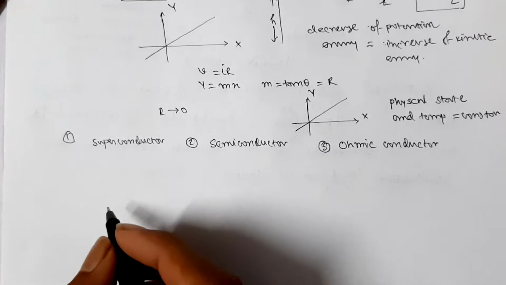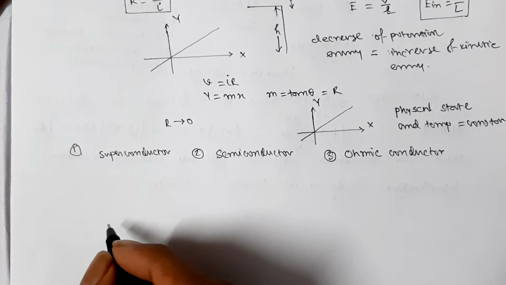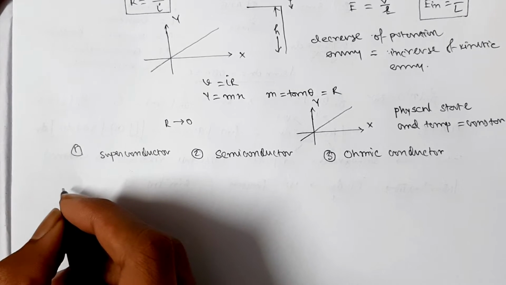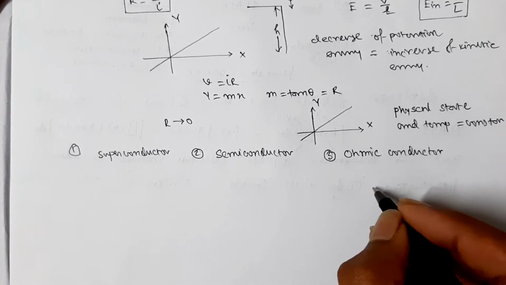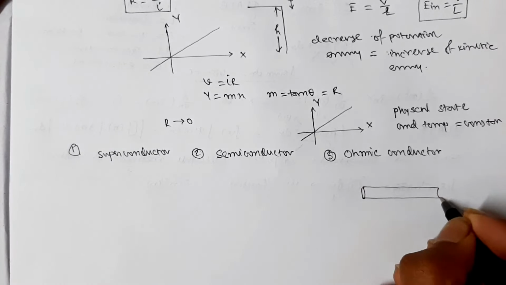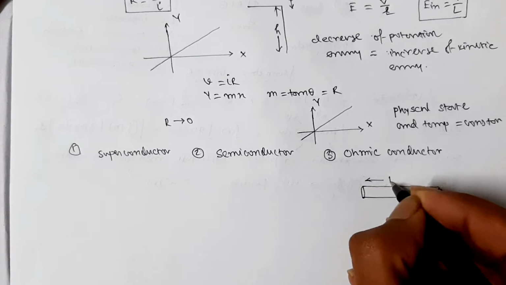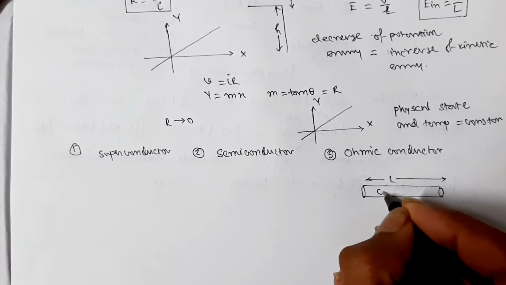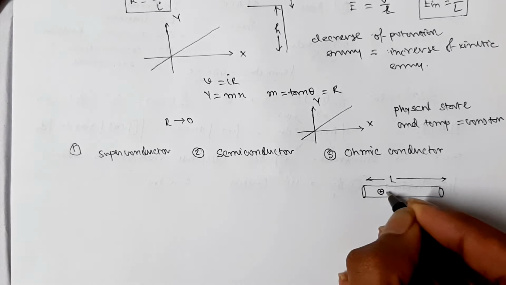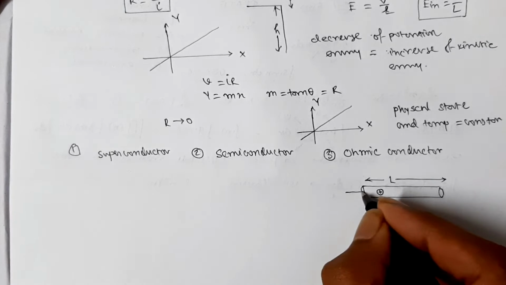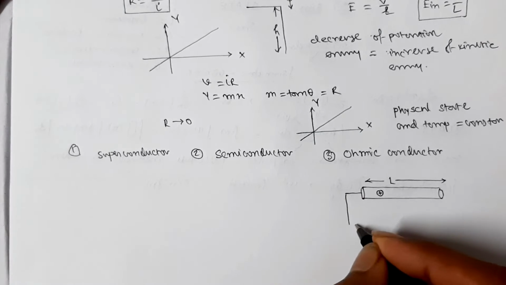Now we will see how an electron or a charged particle moves through a conductor that carries current. So this is a wire of length L, and now we consider a single positive charge. Now we set a potential V.